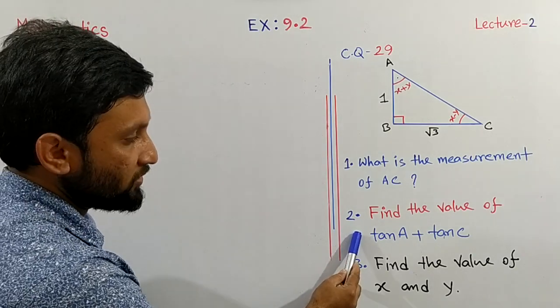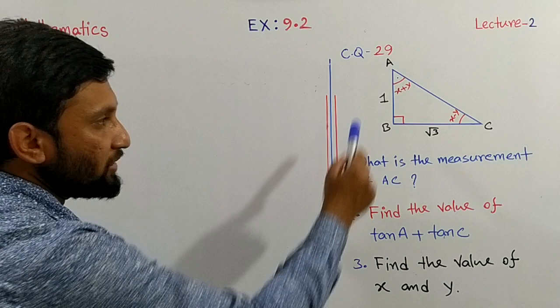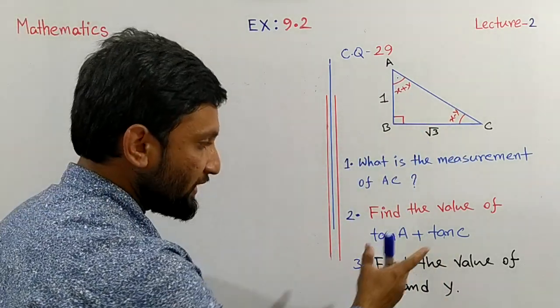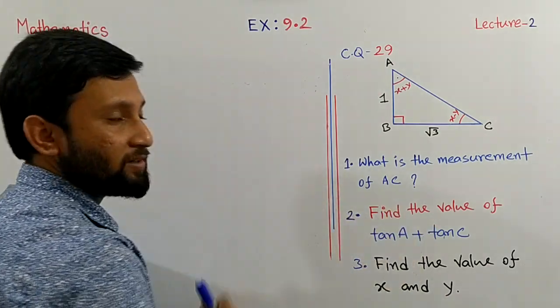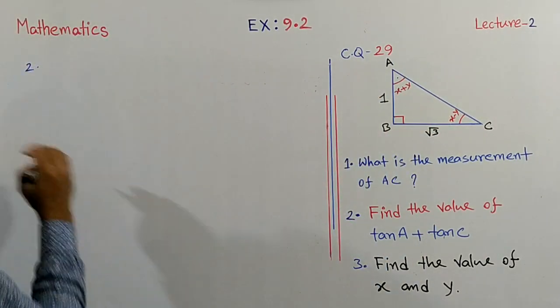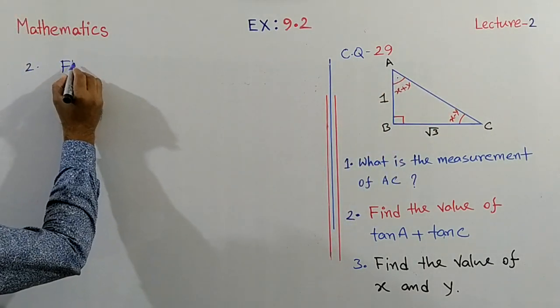Now second one, the question is find the value of 10A plus 10C. By using this figure, we can find out easily 10A and 10C. Then adding these two, we can find our answer. Okay, now follow this. For 2, write down the given part from the figure.